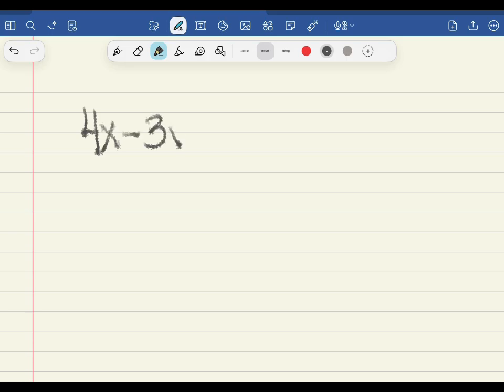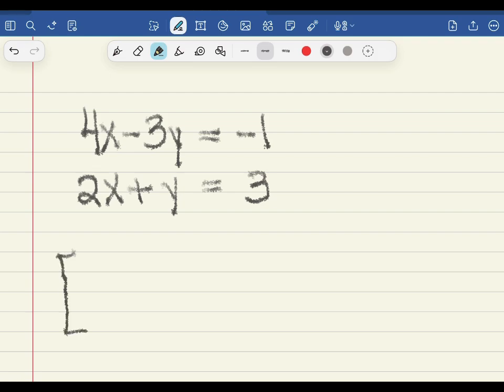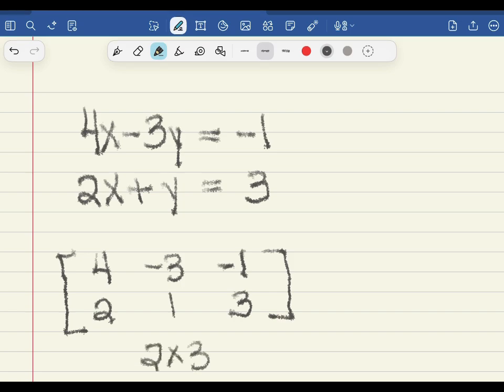4x minus 3y equals -1. 2x plus 6y equals 3. Okay, let me draw my matrix first. 4, -3, -1, 2, 1, 3. Okay. All right. This is a 2 by 3, 2 columns, 3 rows.